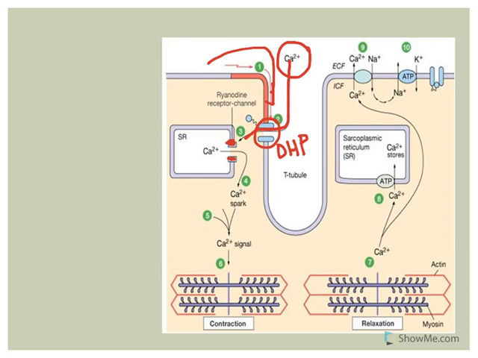Calcium will bind to troponin C, which causes a conformational change that moves tropomyosin out of the way of the myosin binding site on actin. The only difference is what you're seeing right here.